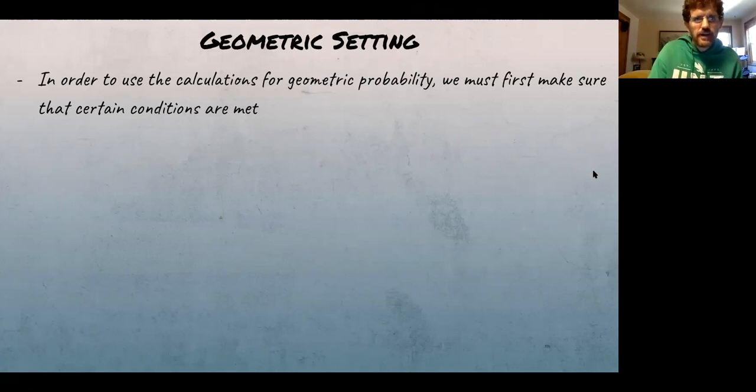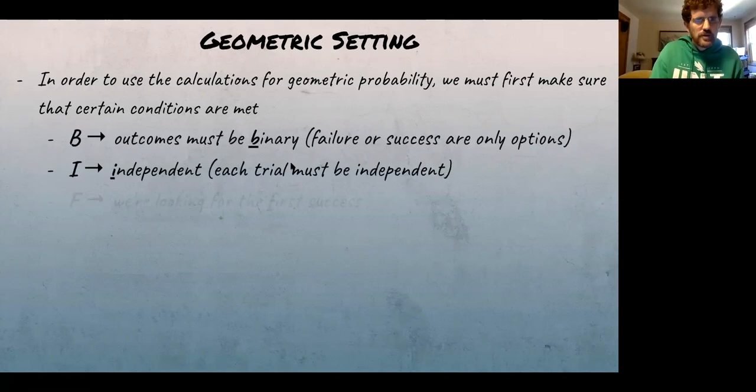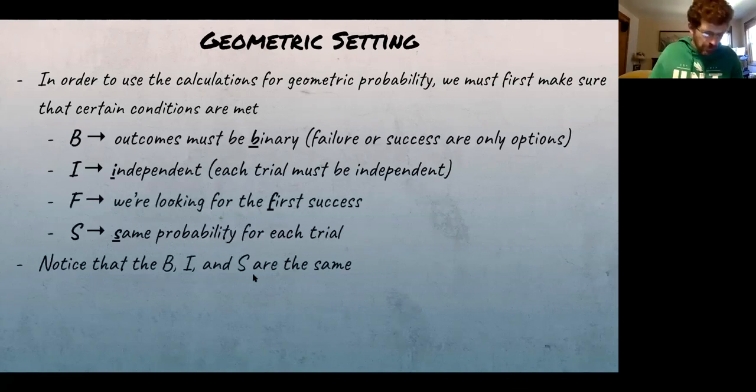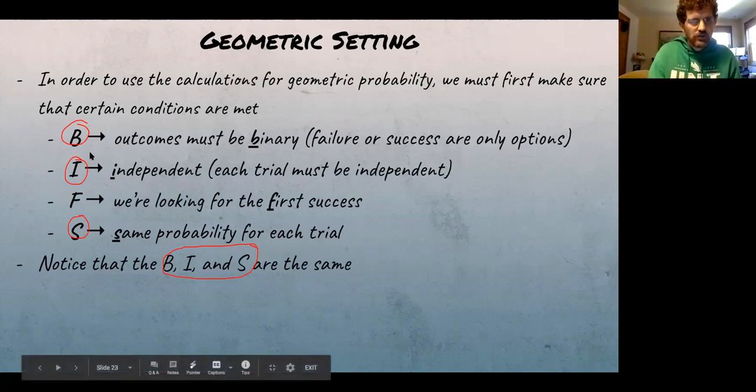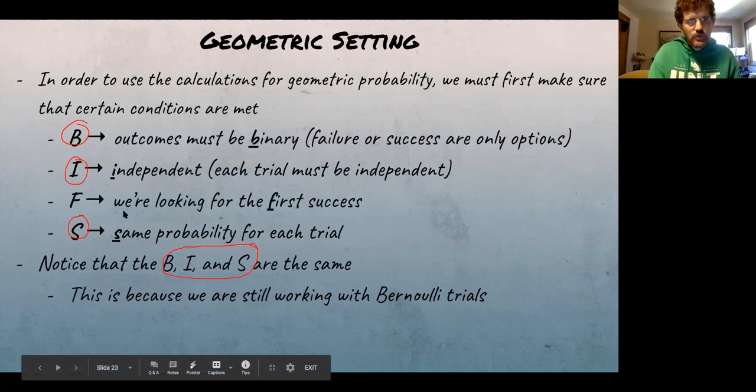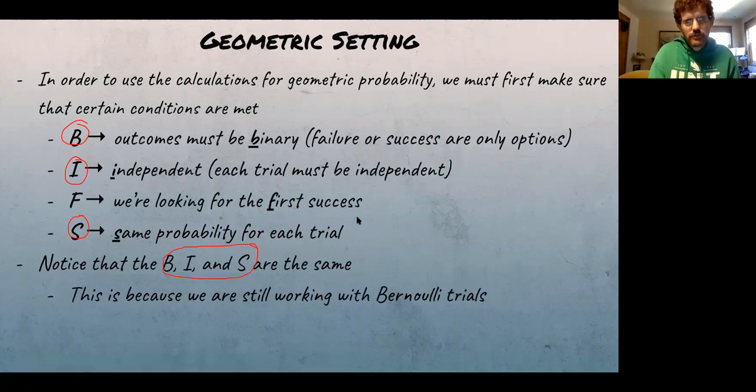So we now are looking at the geometric setting. We talked about this with the binomial setting yesterday, and we learned BINS. Geometric is going to be very similar. Keep in mind, and I'll just bring everything up on the screen and then we'll talk about it, the B, the I, and the S are the same here because in both geometric and binomial probability, we're dealing with Bernoulli trials. So that isn't going to change. But in this case, we're looking for the first success.